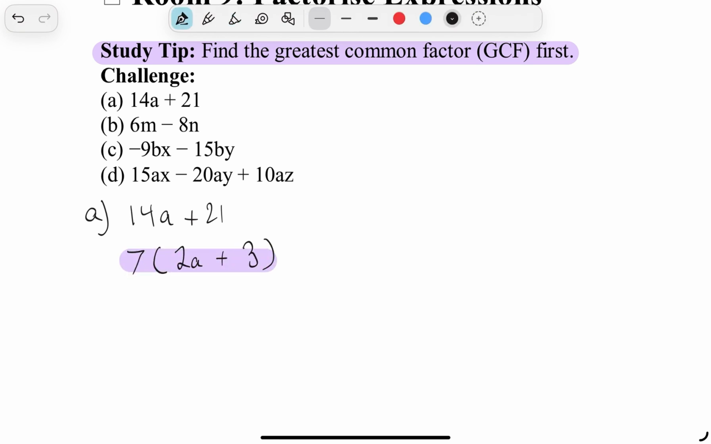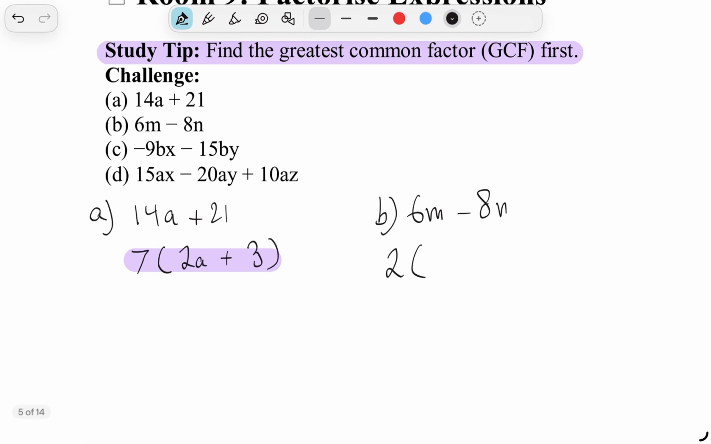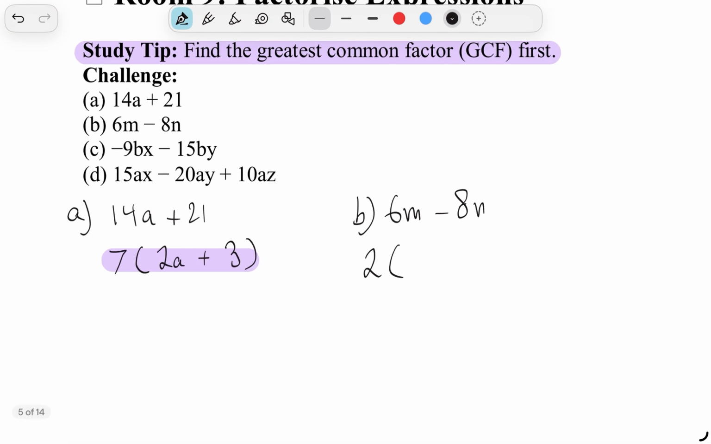Now let's do B. 6m minus 8n. We need the greatest common factor of 6 and 8, which I believe would be 2. So it would have to have 2 on the outside of the brackets. Now, what is a number that can multiply with 2 to make 6m? It would be 3m.